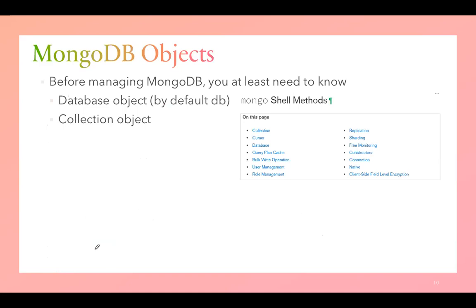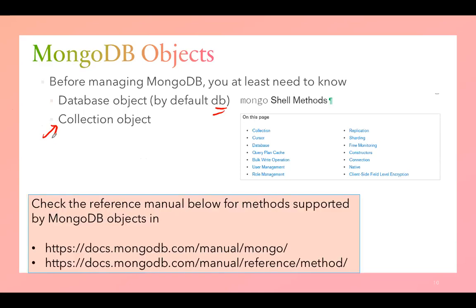And MongoDB objects. Before managing MongoDB, you at least need to know what? The database object by default is db. The moment you switch to a database, this db will be instantiated there for you to access the database content, right? And then you need to create a collection object, right?